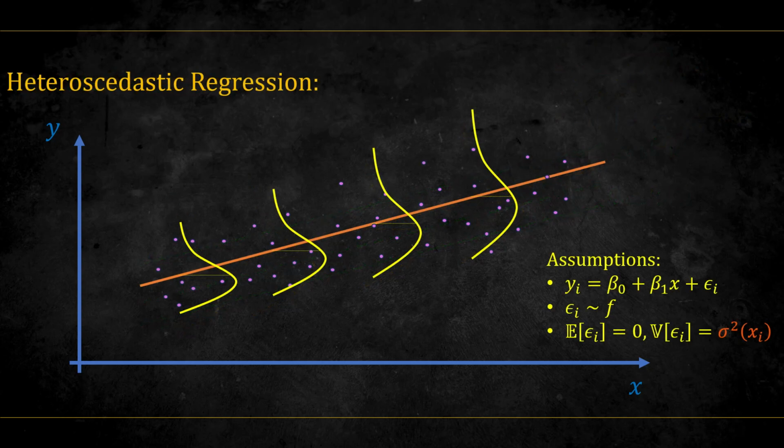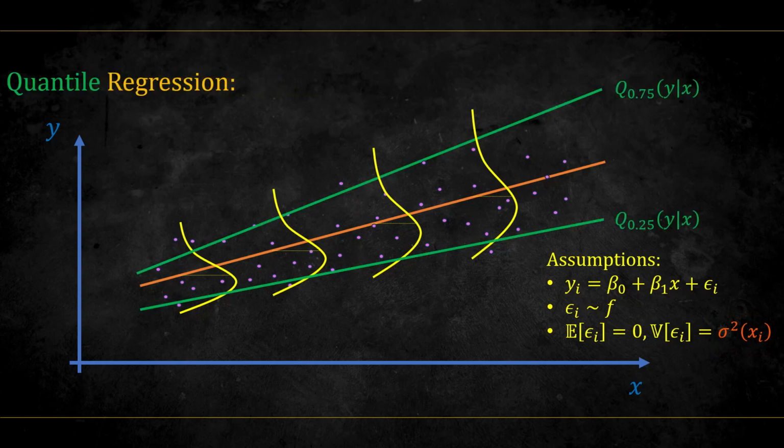In the case of heteroscedastic regression, we don't assume that the errors will have a constant variance. In the case shown here, we see that the variance grows as x grows. In this case, quantile regression will have lines with different slopes.